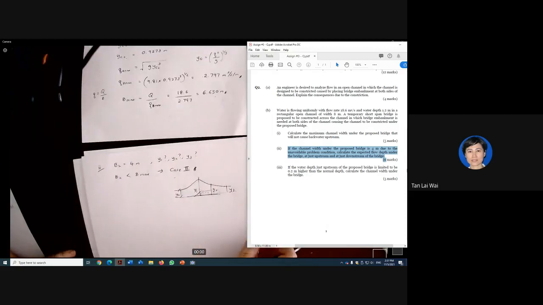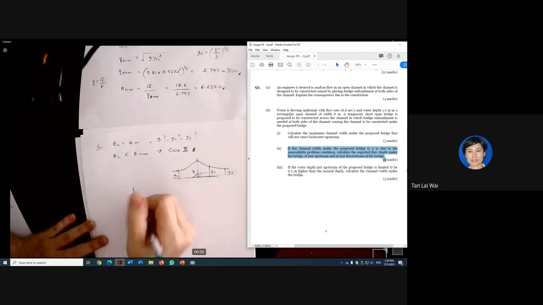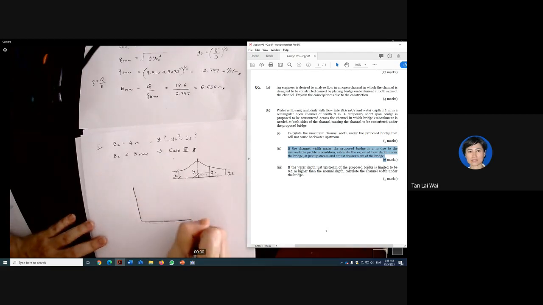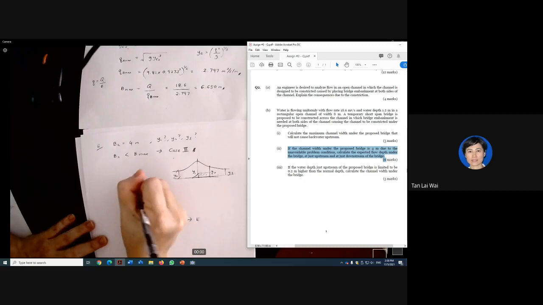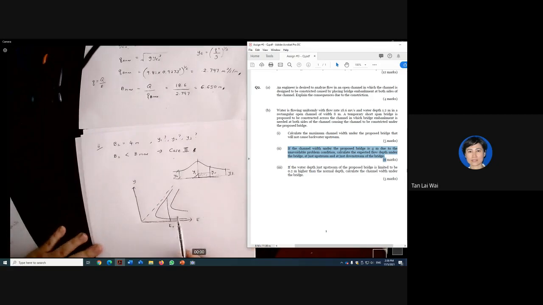Now for case 3, I'm going to draw out the EY curve. If this is my E naught, for case 3 my EY curve will be like that, because for case 1 my EY curve is like that. Case 2, the E min will fall exactly on E naught. This will be case 3.